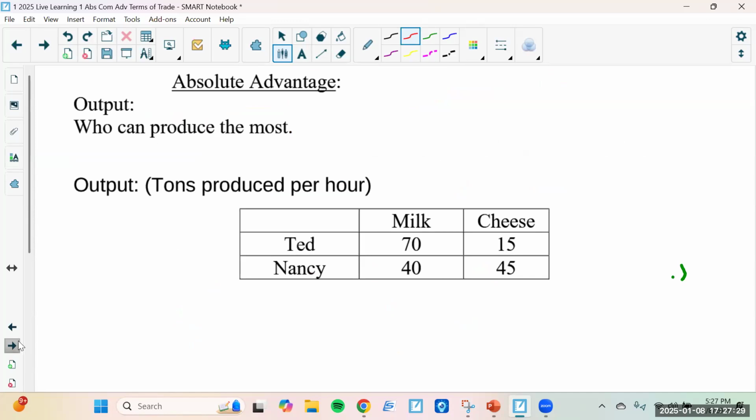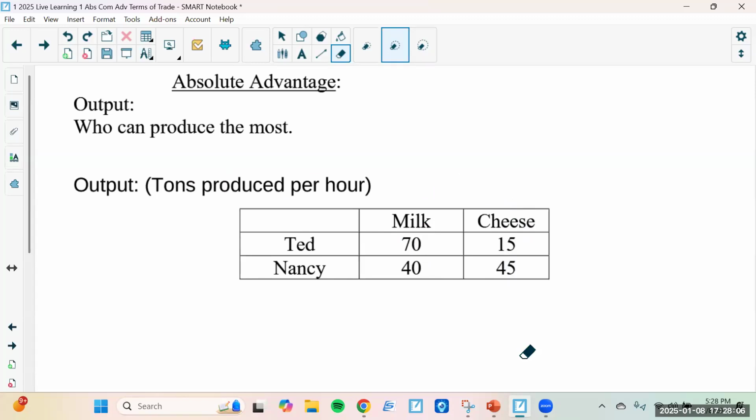All right, so what I've got here is an example. I've got 2 people here. I've got Ted, I've got Nancy, and this is their factories. So we're looking at tons per hour. These numbers are in tons here. In an hour, Ted can produce 70 tons of milk, or he can produce 15 tons of cheese. Now he can actually produce somewhere in between those. Nancy in an hour can produce 40 tons of milk or 45 tons of cheese.